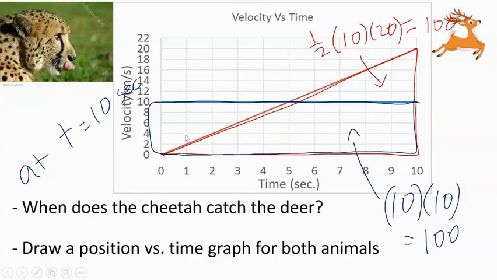And one object has to be accelerating, the other object has to be moving at a constant velocity for this to work. But regardless of whether it's this simple or not, with any problem, as long as you can find the areas underneath the velocity graph and those areas match, that means they're at the same place.